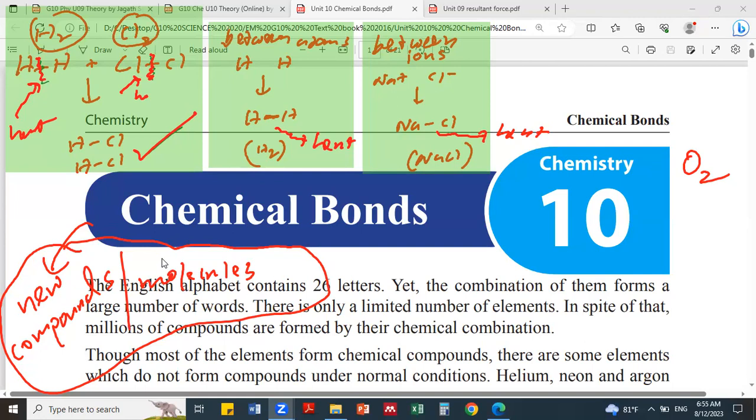Otherwise, all the molecules will react as it is everywhere. Okay, so that is the background or the introduction to this lesson, chemical bonds. And the next question, who is involved in the formation of bonds?